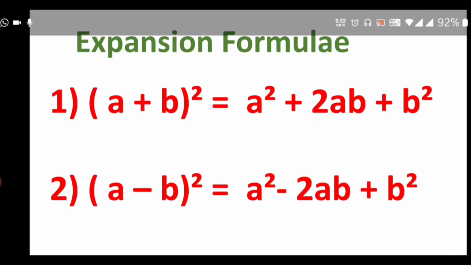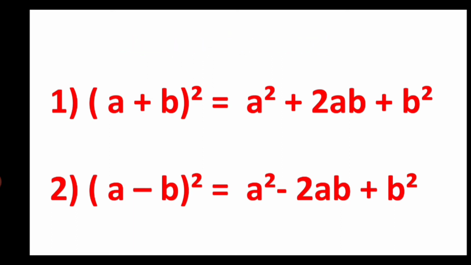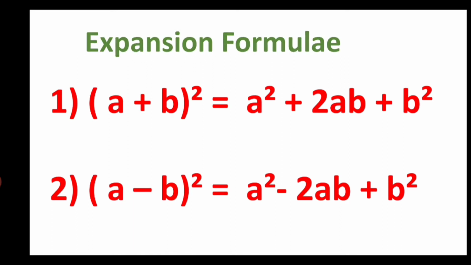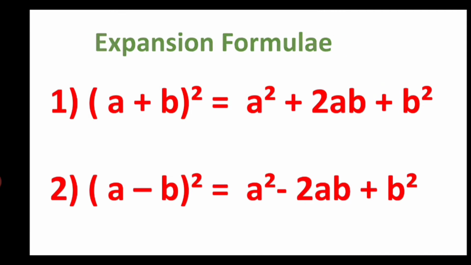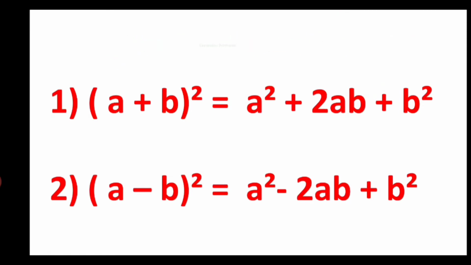Two expansion formulae which we have seen are: first one is (a plus b) whole square is equal to a square plus 2ab plus b square, and second formula is (a minus b) whole square is equal to a square minus 2ab plus b square. So by using these formulas, we will be solving the sums from practice set 50.